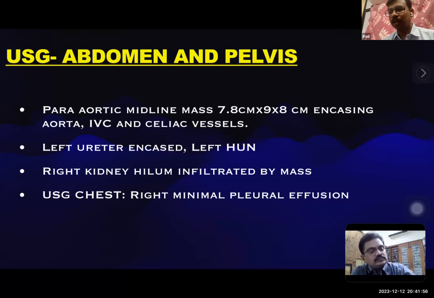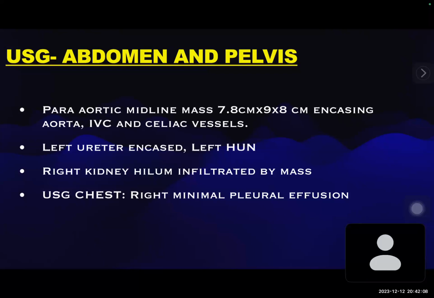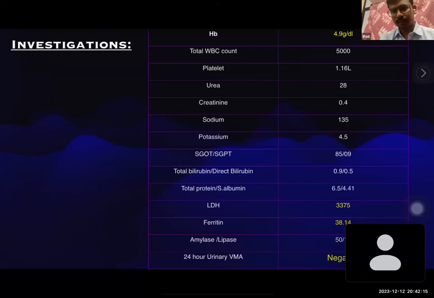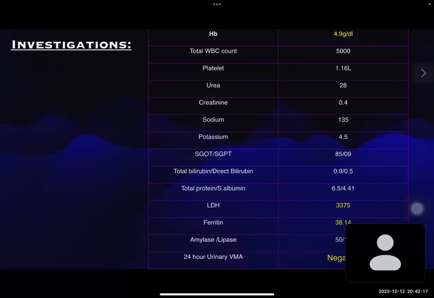Next, I want to proceed with the staging of the disease. For that, I want to do a CECT of the abdomen and pelvis. Okay, staging. Supposing AFP is negative, and you have a ferritin which is raised. Next, do you have these values or not? Yes, ma'am.